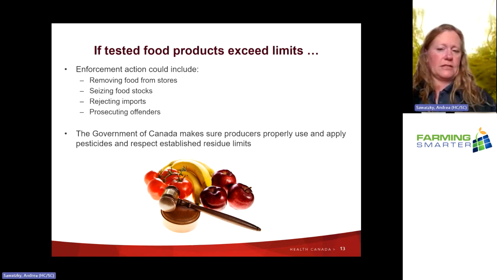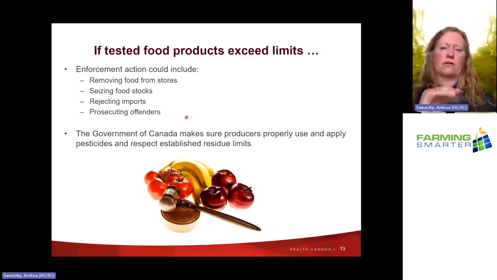And if the tested food does exceed the limits, then enforce these. You see on the bullets on the slide that those are the enforcement actions that could take place, right? They can remove food from stores, you can seize supplies of food, you can stop the imports at the border, and you can prosecute offenders. So this is just a very simple snapshot of some of the enforcement actions that could be taken if MRLs are exceeding the amount allowable in Canada.